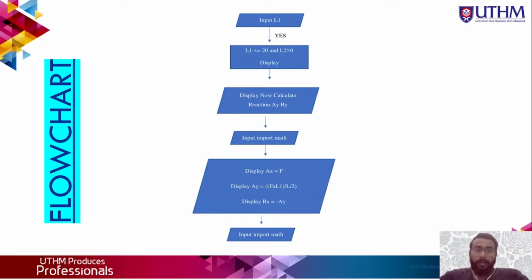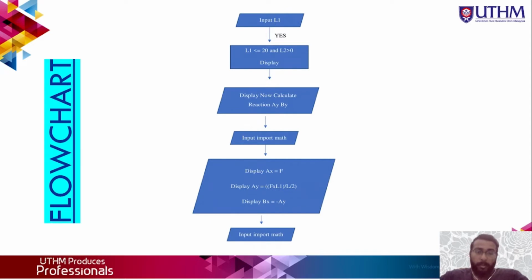The next part will be shown as the input of import mat. And the next input will display AX equals to F, display AY equals to F multiplied by L1 divided by L2, and display BX equals to negative AY.